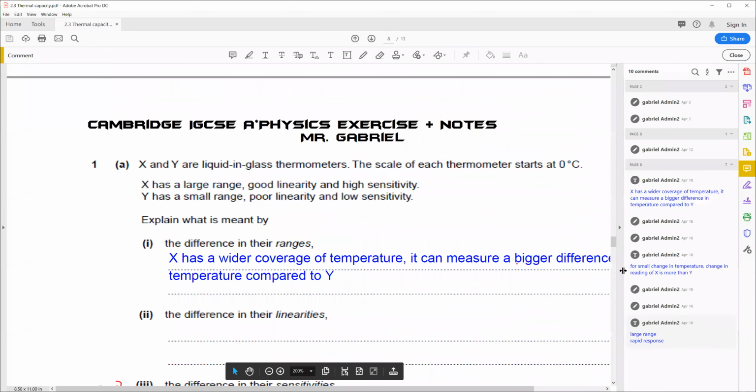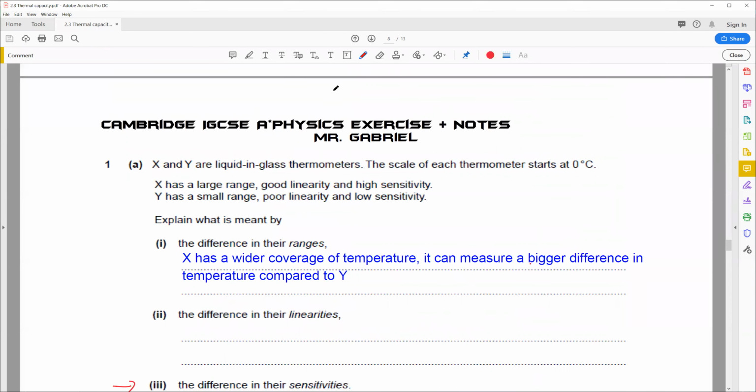Let's go through these questions together real quick. If you look at this question here, quite a straightforward one. They're basically testing linearity and sensitivity again, guys. For those who have forgotten, sensitivity is the ability to measure small changes, range is the minimum to the maximum, and linearity is equal spacing between each and every one of the readings here.